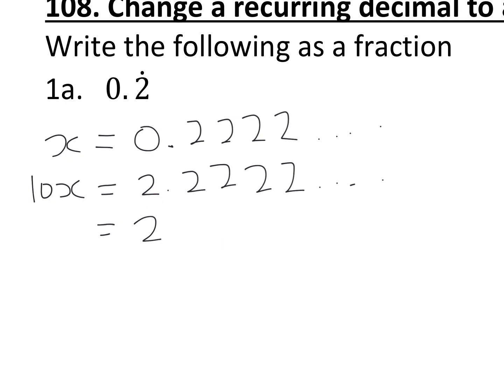Now whatever you do to the left, you've got to do the same to the right, and vice versa. So if we have 10x, I'm not going to take away 0.22222, I'm going to take away x from it because they are the same thing. x is equal to 0.22222, so I can take away x from 10x instead of taking away 0.22 itself. And what is 10x take away 1x? It is 9x.